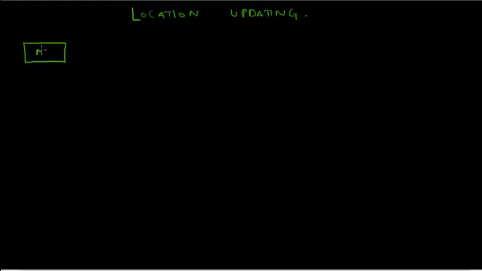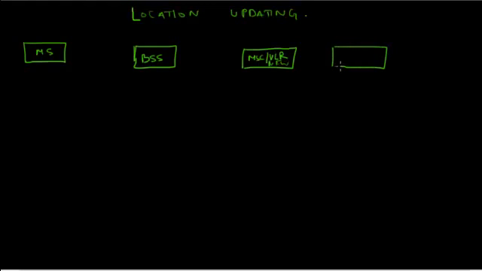This is the mobile station. Let's say this is the BSS. BSS comprises of the BTS and the BSC. This box is the MSC VLR, the old MSC VLR. So let's say the new one, where it's actually going. So this is the new one. I'm going to explain why.